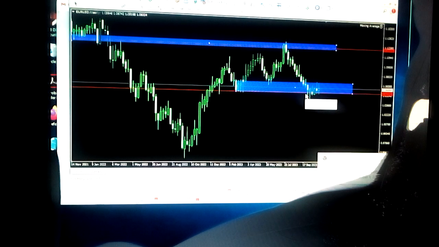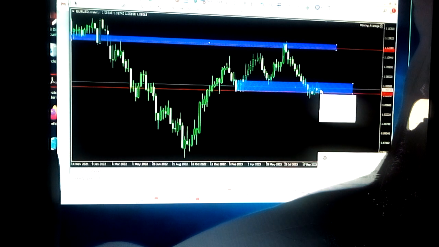They can alter. This one can become resistant, and this one can become support, and this one can become support, and this one can become resistant. It depends on the structure of that trade, whether it has broken or not.